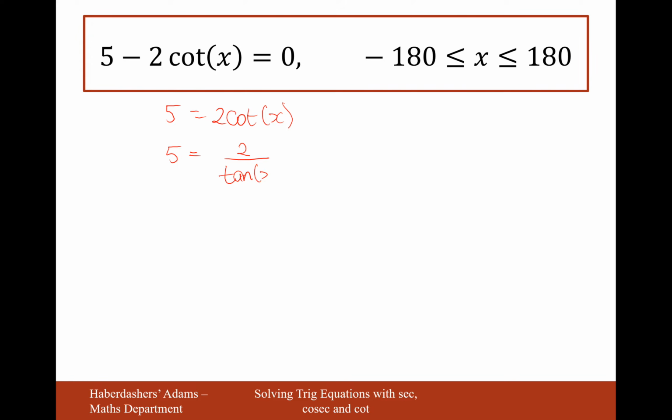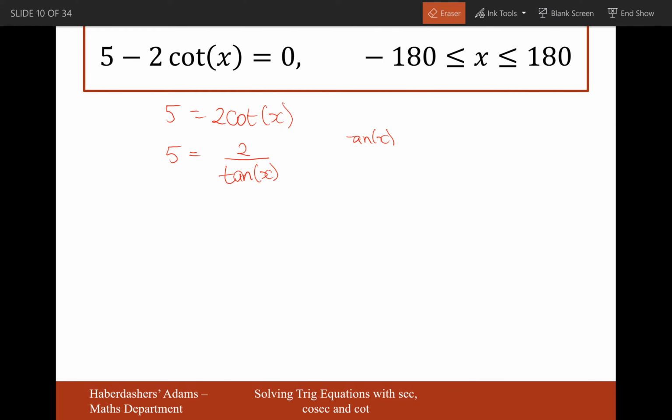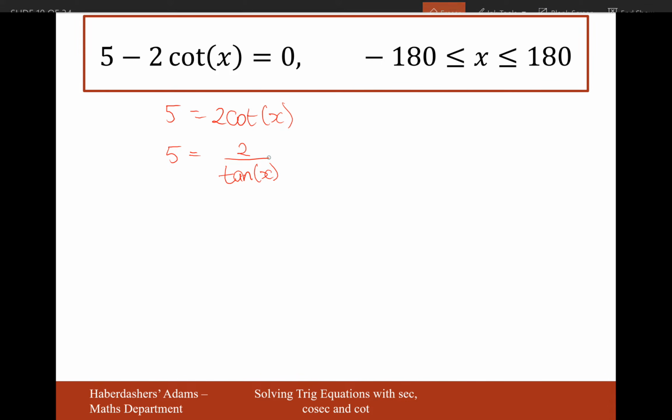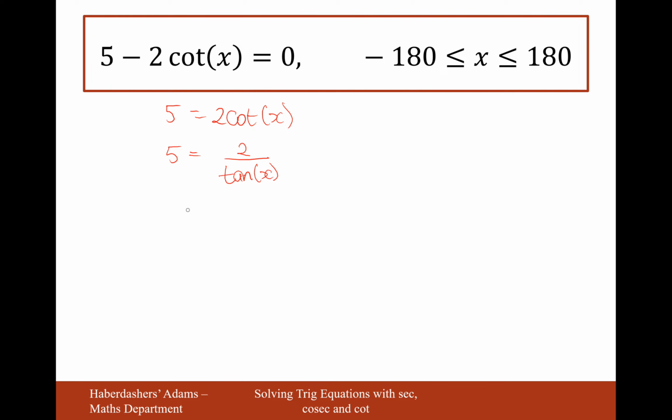What students will typically do is they'll think, well, it's 2 cot, so therefore it must be 1 over 2 tan. That's not correct. It's 2 times cot, 2 times 1 over tan. That will make it 2 over tan, not 1 over 2 tan. Okay, so make sure you don't make that silly mistake there. Let's rub that out. So it's 2 over tan. Next thing we'll do is we'll multiply the tan onto the other side. And then divide by the 5. And lovely, we've got tan equals 2/5.